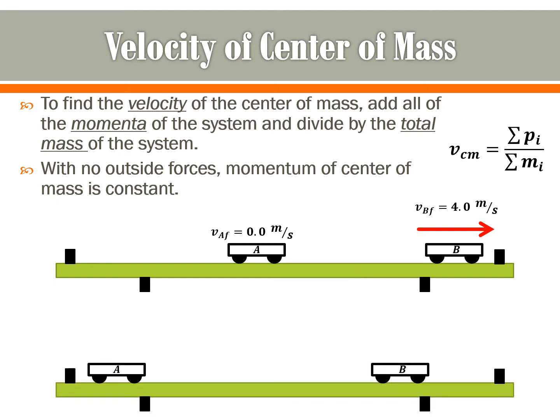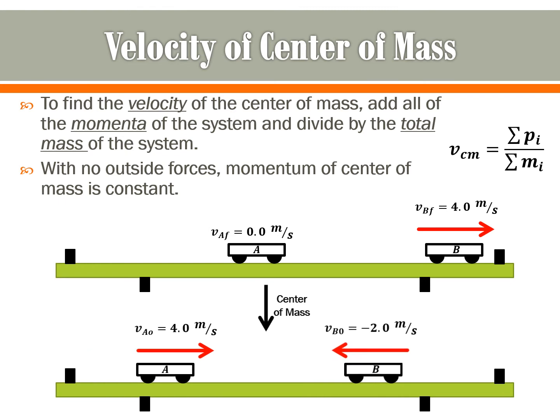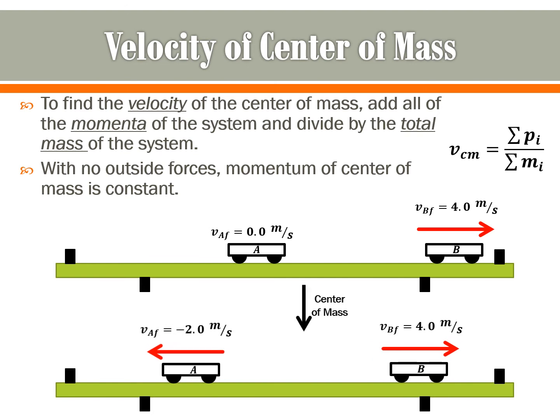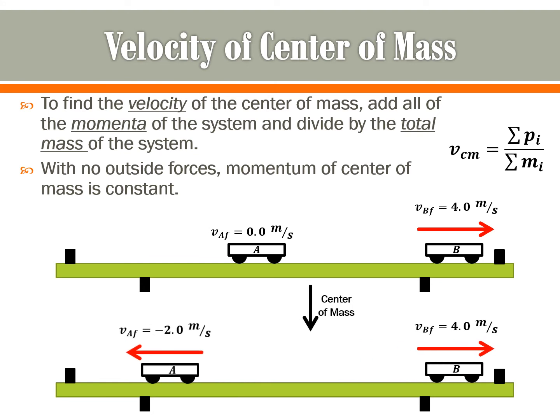If we look at it for this scenario, we got mass A has 4 meters per second, mass B has negative 2 meters per second. We got their center of mass halfway in between again because they both have the same mass. And then we follow the center of mass as it moves. It's constantly halfway in between, and it's halfway in between because the momentum is the same before and after.